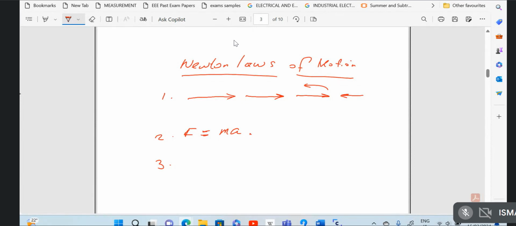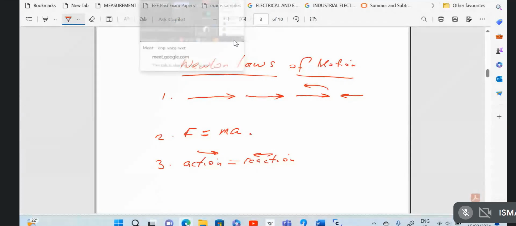Then the third law: to every action there is an equal and opposite reaction. Action and reaction are opposite. That is the third law.